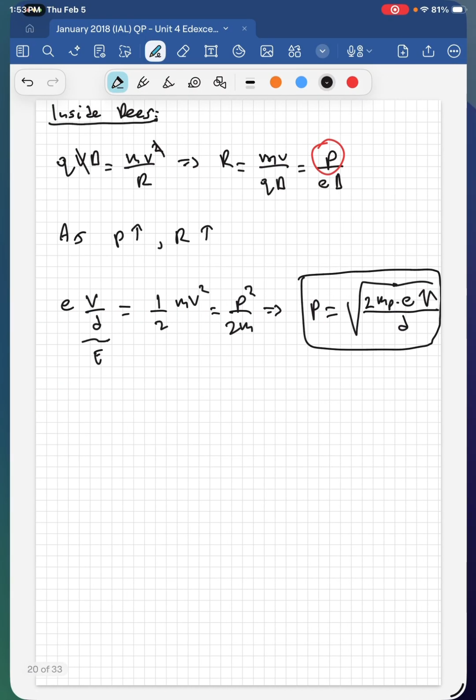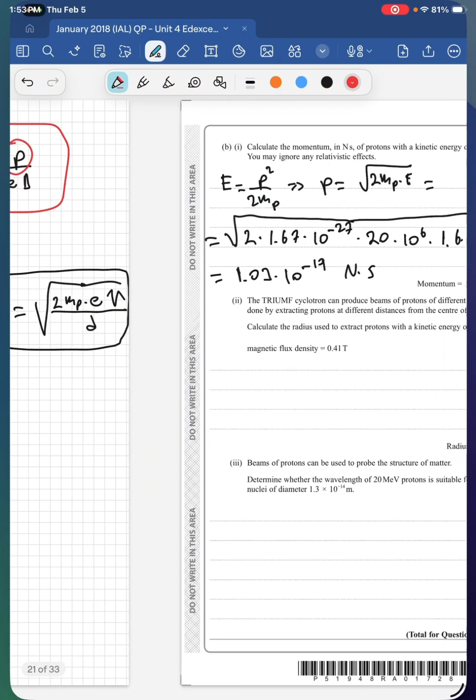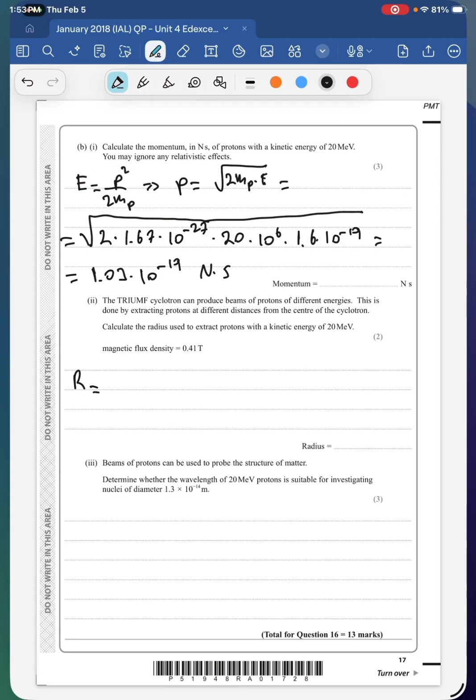So for this we will use what we just derived over here. So the radius of curvature, we already proved, is equal to p over eB. So 1.03 times 10 to the negative 19 newtons times seconds over 1.6 times 10 to the negative 19 coulombs times 0.41 teslas, right? Yes, so coulombs, teslas, all these units cancel, and we end up with 1.57 meters. Okay, which is not much, okay?